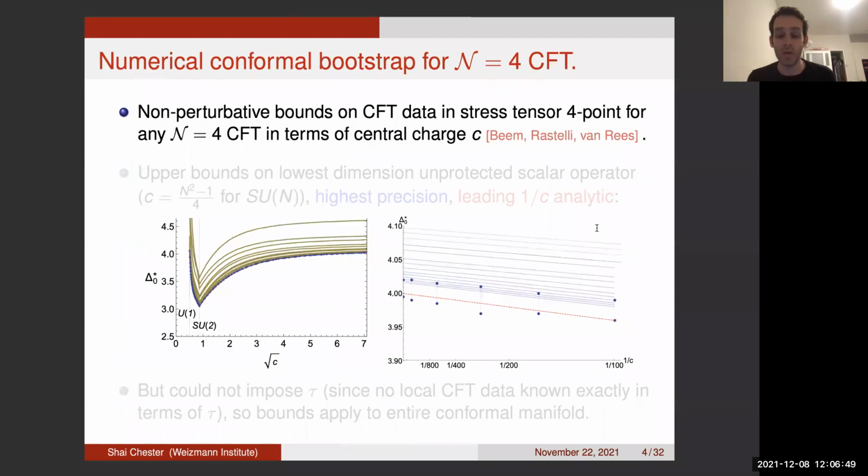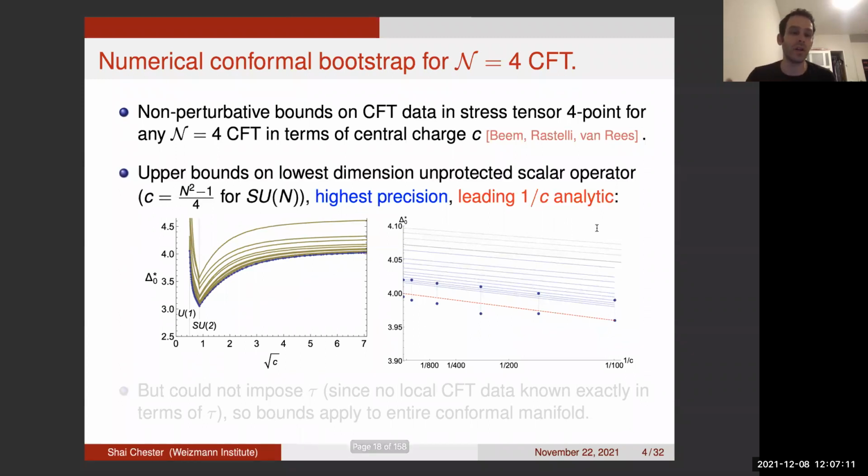So the other non-perturbative method is the numerical bootstrap. As everyone here knows, this gives non-perturbative bounds on CFT data. In particular, when applied to N=4, the simplest case is to look at the stress tensor 4-point function. And as Leonardo and collaborators showed, you could compute bounds in terms of the central charge C, because C is related to certain OPE coefficients.